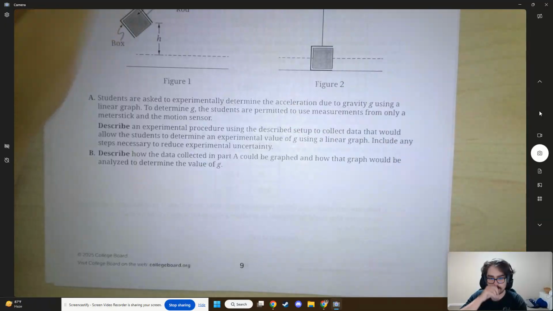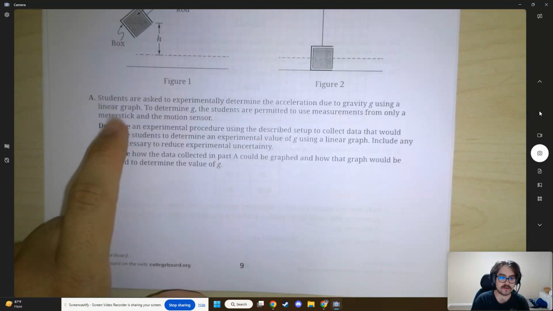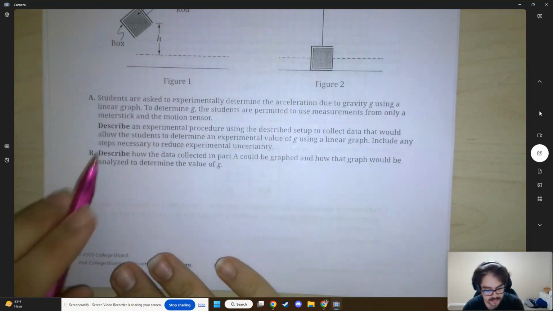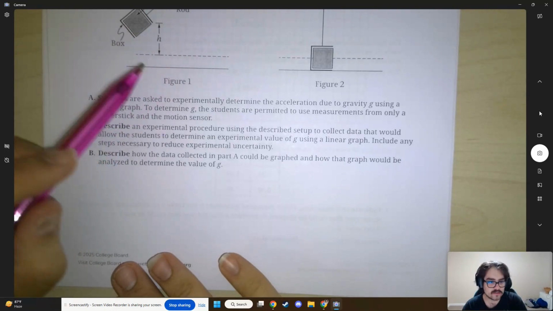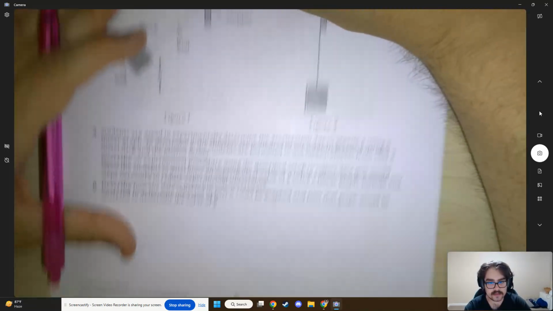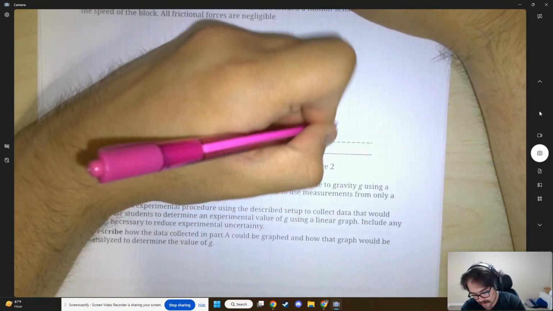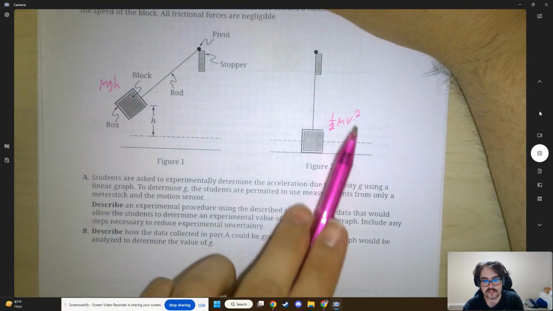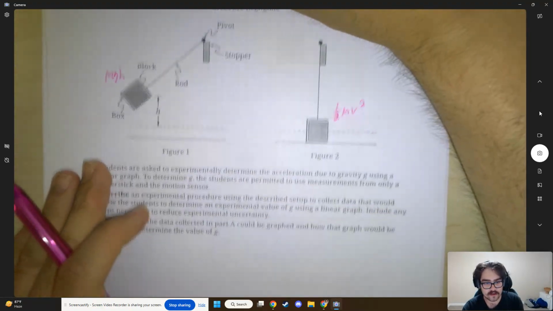To determine g, the students are permitted to use measurements only from a meter stick and a motion sensor. So I can't bring anything else to the party. I have to use the meter stick and the motion sensor. Okay, so here's what I'm thinking, right? I lifted the box up to some height. This is the easiest thing to think of, conservation of energy, right? If I know that up here I'm going to have mgh, and it's all going to turn into 1/2 mv squared, then I can use a meter stick to get the height, and then I can use the motion sensor to get the velocity, right? And then I can actually solve for g from there, right?